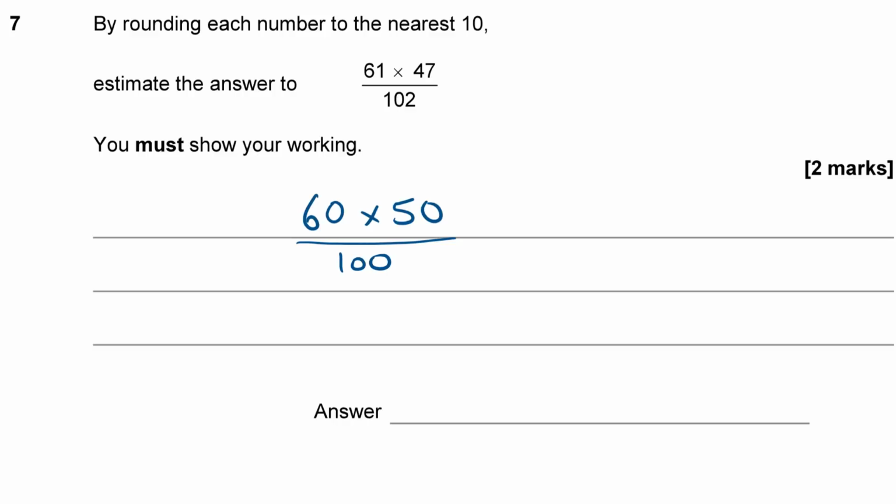Okay, so I got 60 times 50 divided by 100. Now I can cancel one of those 10s into there, and 1 into there, and it leaves me with 6 times 5 divided by 1, which is just 6 times 5, isn't it? 6 times 5 is 30. So my estimate is going to be 30.